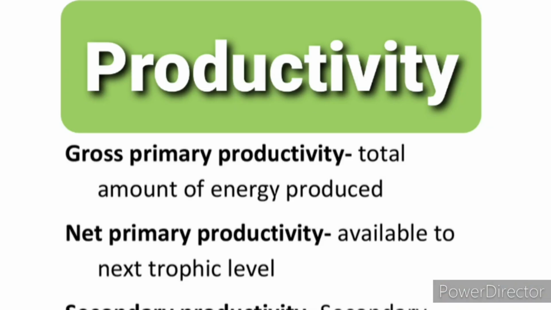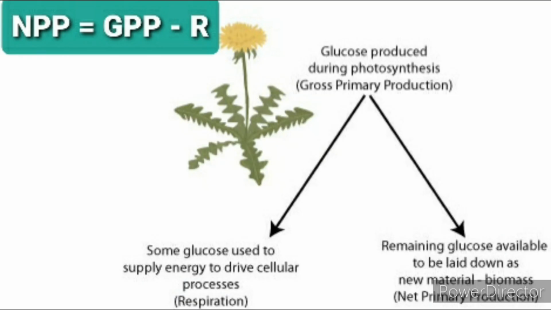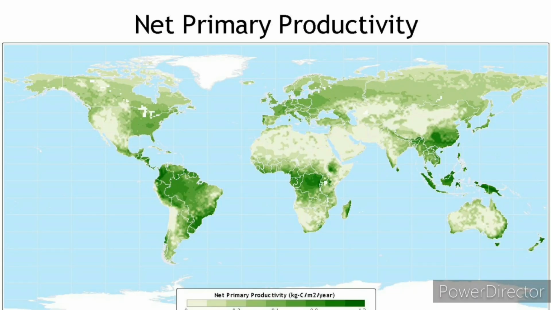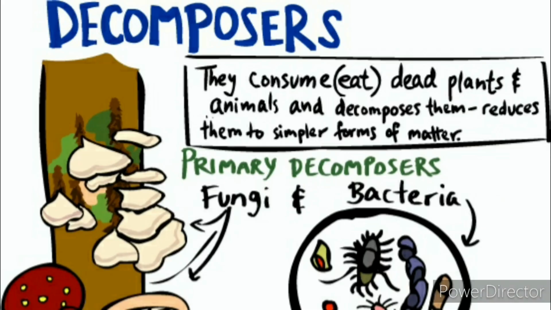Two more definitions are also in productivity. One is gross primary productivity and net primary productivity. Gross primary productivity of an ecosystem is the rate of production of organic matter during the process of photosynthesis. The net primary productivity is explained as GPP minus R, that is equal to NPP. That is, gross primary productivity minus respiration losses is the net primary productivity. This NPP is the available biomass for the consumption of heterotrophs like herbivores and decomposers.